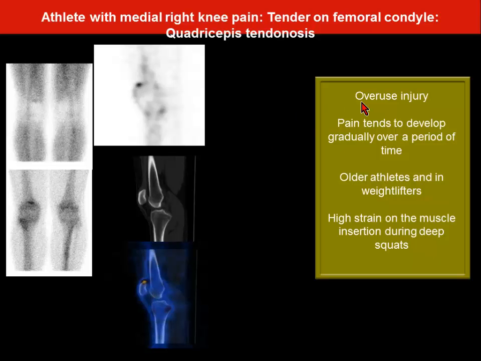It is basically an overuse injury. Pain tends to develop gradually over a period of time, and especially in weightlifters and older athletes, you are prone to get quadriceps femoris injury. So if this is a knee pain, focal uptake, any knee pain, focal uptake, if you're not sure, it's best to do SPECT CT.